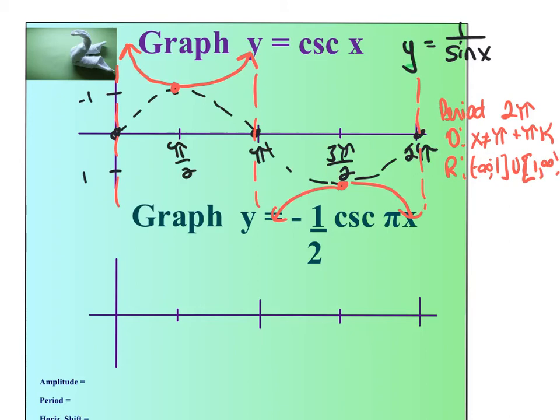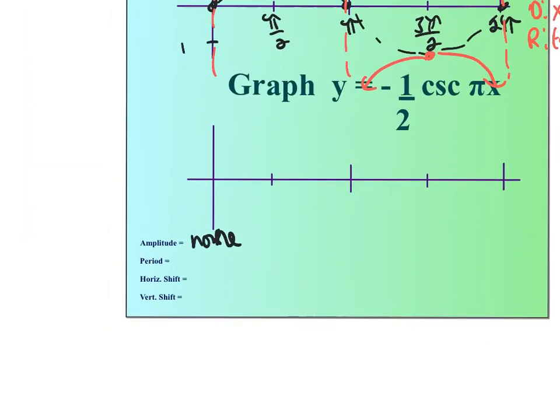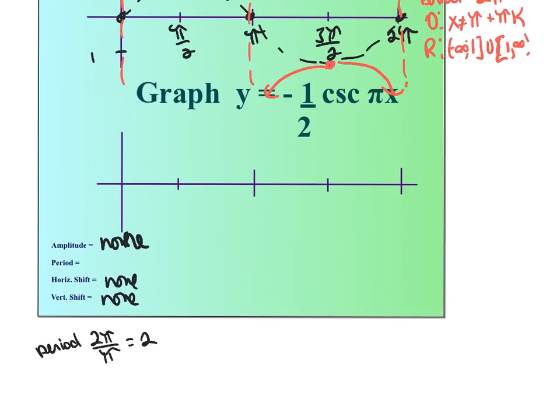Okay, so let's do these transformations. So again, no amplitude for cosecant because it doesn't have a max or a min. None. Horizontal, none. Vertical, none. Period. Let's take a peek. So period would be 2 pi divided by pi, which is just 2. So I'm going to mark this off. I'm fairly confident in my intervals.